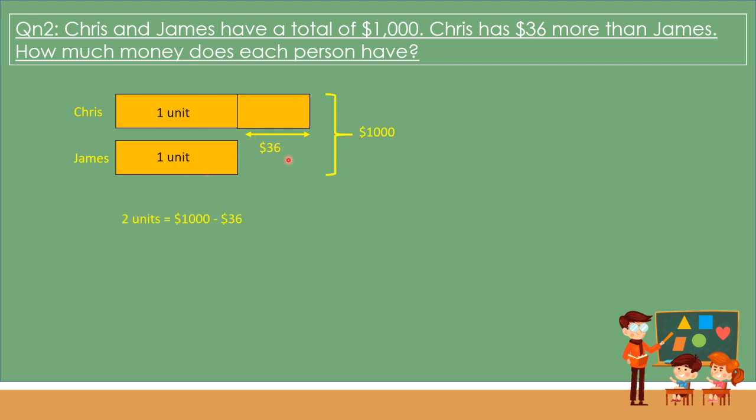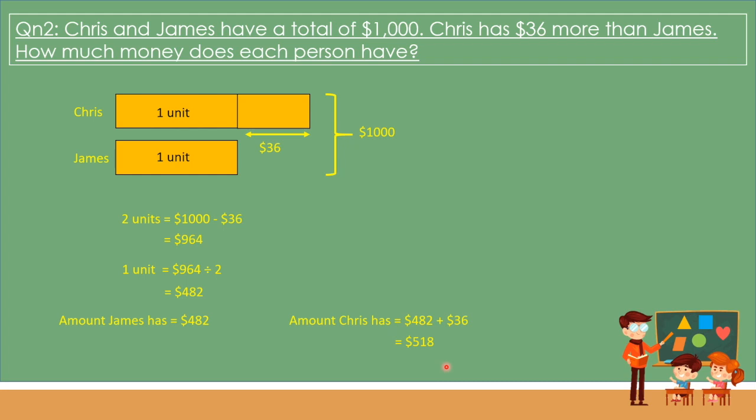So 2 units would actually be $1,000 minus 36. That gives you $964. So 1 unit would be $964 divided by 2. So the amount of money that James has is 1 unit, and that is $964 divided by 2, which is $482. So James has $482. How about Chris? How much money does he have? So the amount of money that Chris has would be 1 unit plus $36. So that will be $482 for 1 unit plus $36 equals $518.